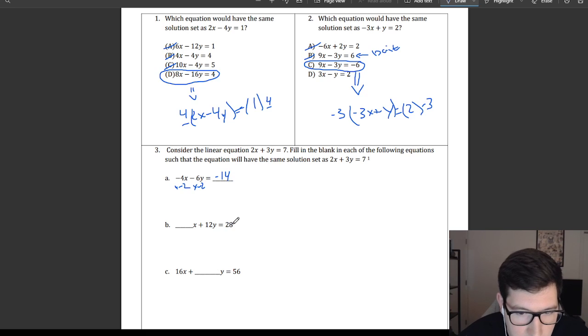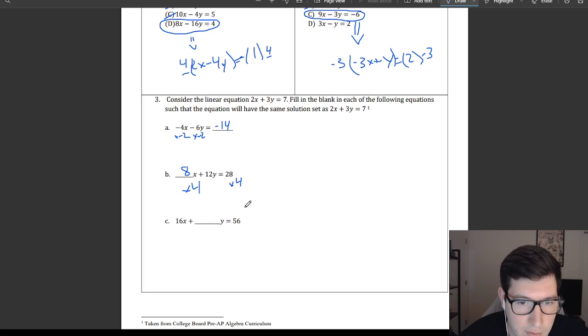Moving down 1. My right-hand side's already filled in for me, so I know that in order to go from 7 to 28, I've multiplied by 4, which means I'm multiplying both sides by 4. This checks out on the 3y, because 3y times 4 is going to be 12y, and 2x times 4 is going to give me 8x. So again, I need to do the same thing on both sides.